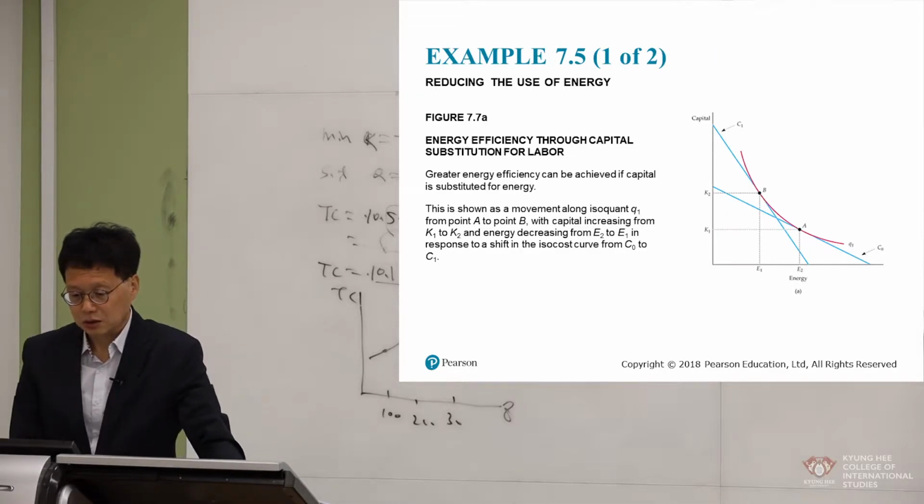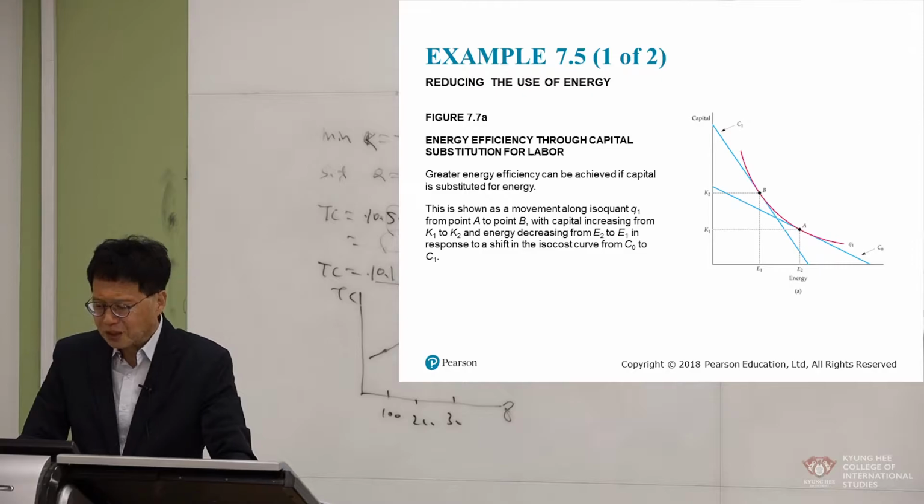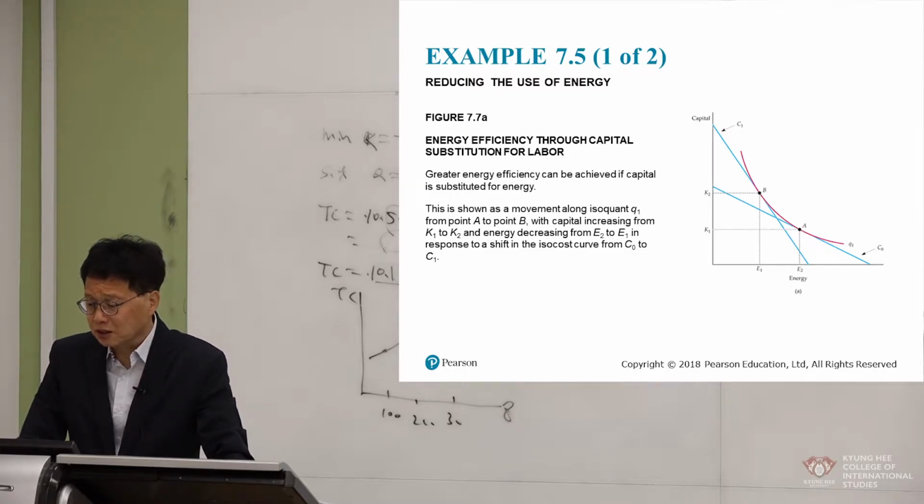Next slide, example: reducing the use of energy. The Y variable is capital, and the X variable is energy. Energy efficiency through capital substitution for labor. Greater energy efficiency can be achieved if capital is substituted for energy. This is shown as a movement along the isoquant Q1 from point A to B.